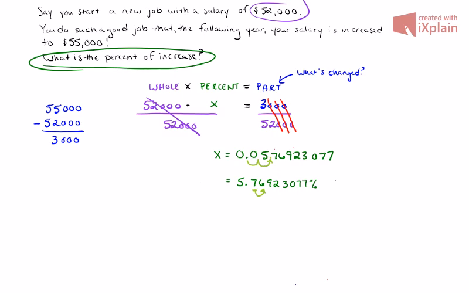So our final answer is going to be that you experienced an increase of about, and I should squiggle my equal signs here into an approximation sign, we increased by about 5.8%.